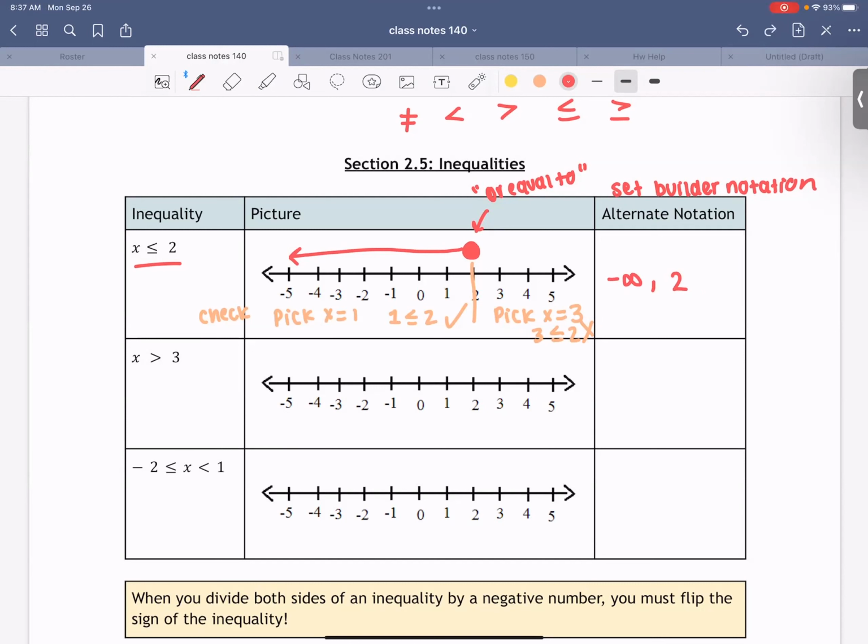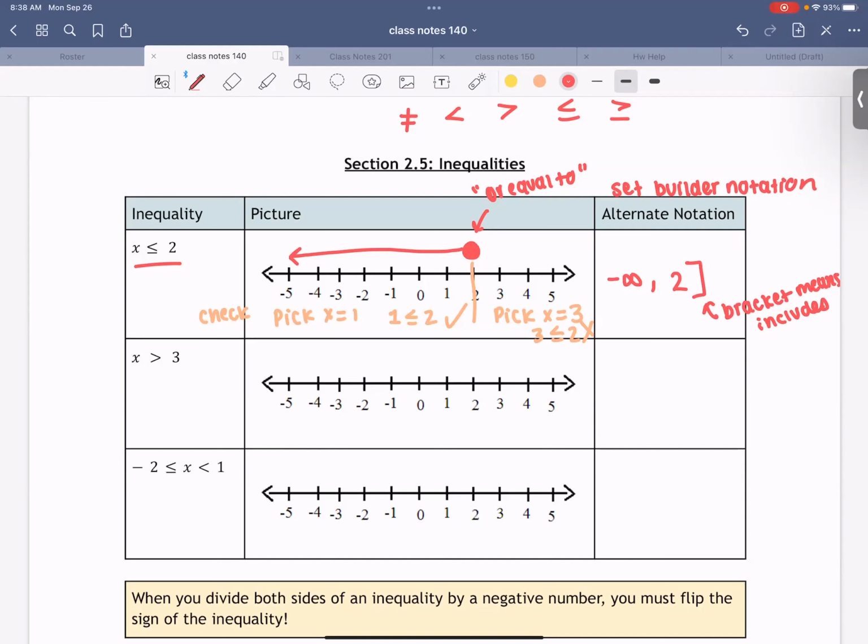Should I put a parentheses or a bracket next to this 2? A bracket, good. A bracket means that we're including 2, so a bracket means includes. Parentheses means we don't include it. We'll talk about that in the next example.